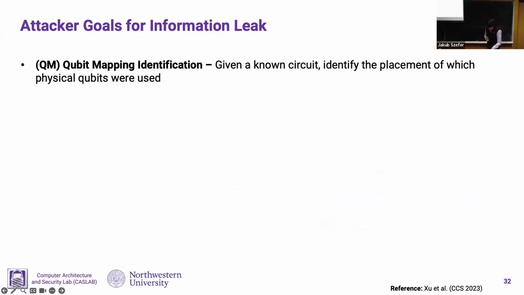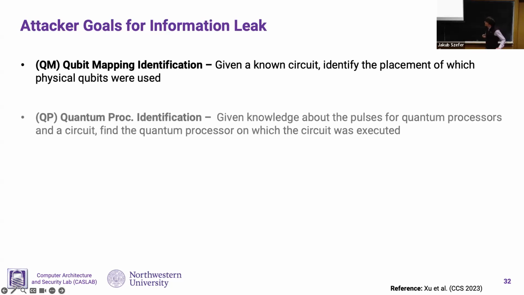Other things that are possible is identifying which qubits are being used, called a qubit mapping attack. Based on the control pulses, identify which physical qubits are used by the circuit, or similarly, identify the quantum processor. Each qubit and each QPU will have sort of unique control pulses, at least for superconducting qubit machines.